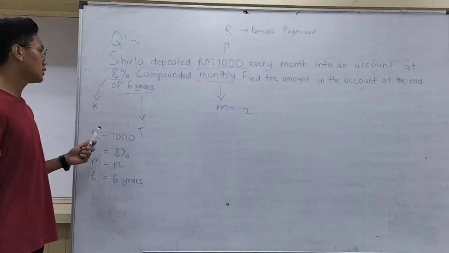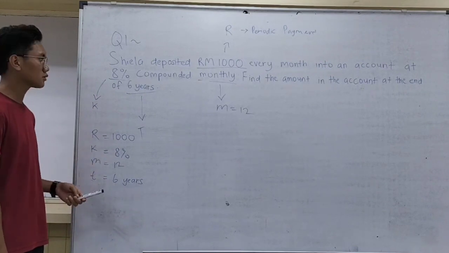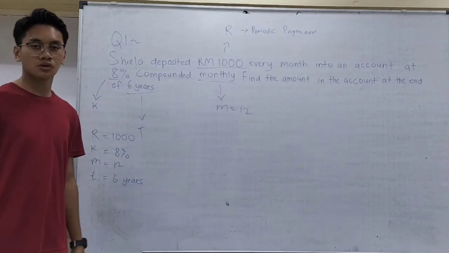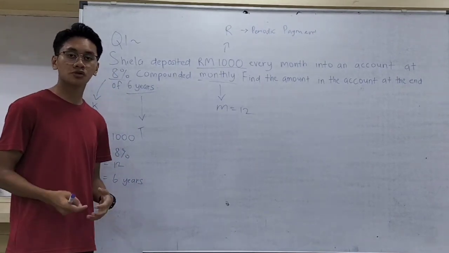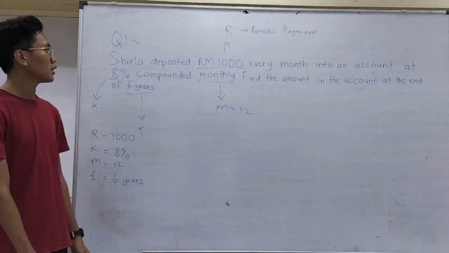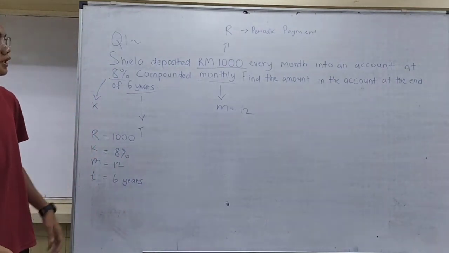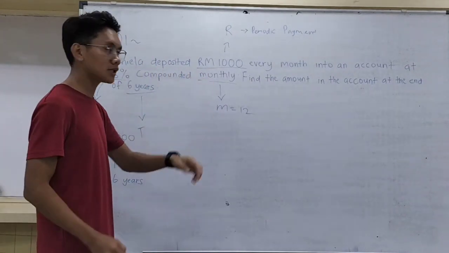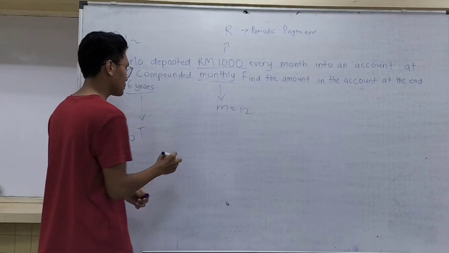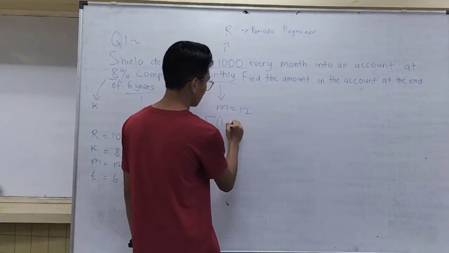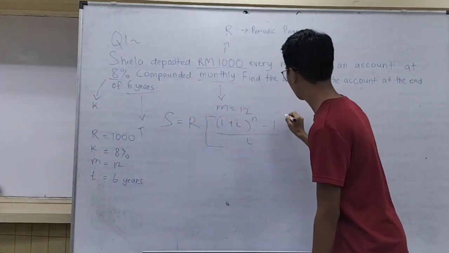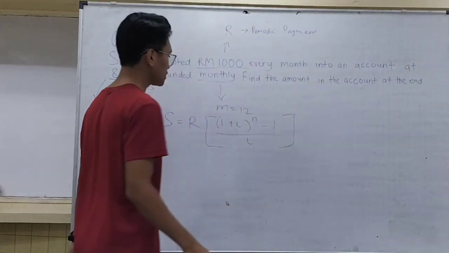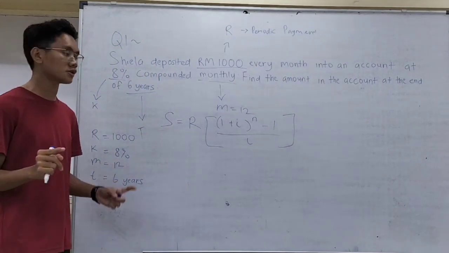I already listed all the information based on the question. So what formula should we use? As we can see here, it mentioned a deposit, so automatically we use this formula. So we just need to put all the information into the formula.